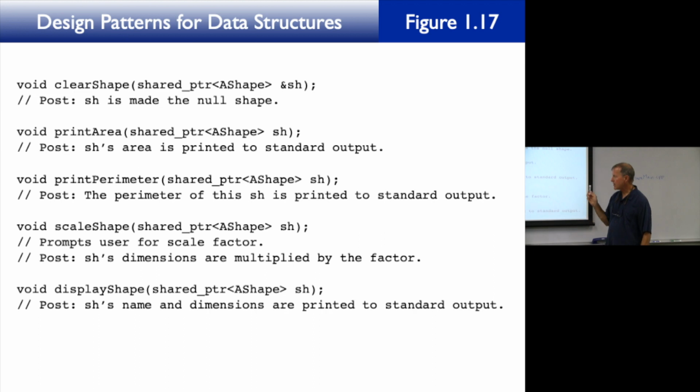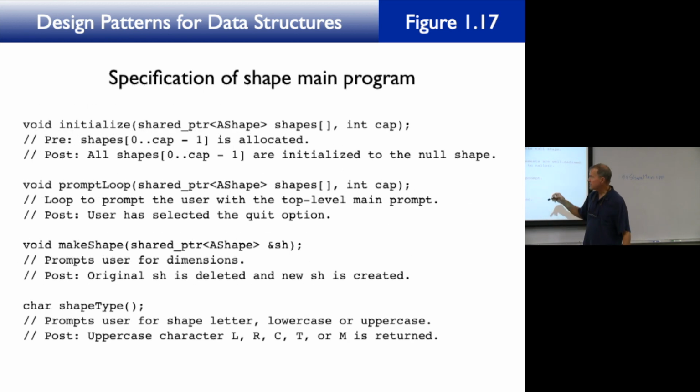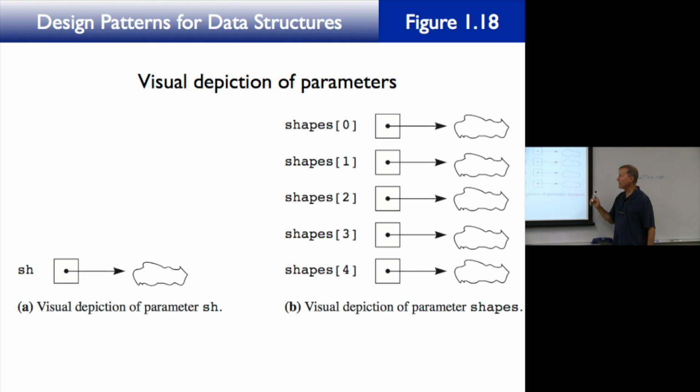Now, let's take a look at what these parameters are. In some of these, the parameters are SH, that's a single shape, but in some of these, like in initialize, it gets passed an array of shapes, all right? So the parameters are either shapes, square bracket, or SH, which is a single shape. And so here in figure 1.18 is a visual depiction of what those parameters are.